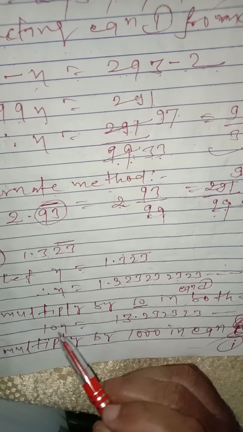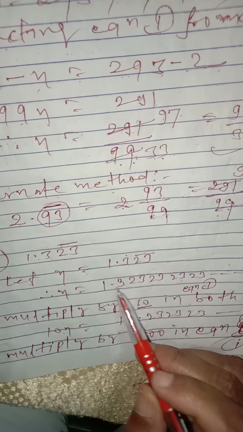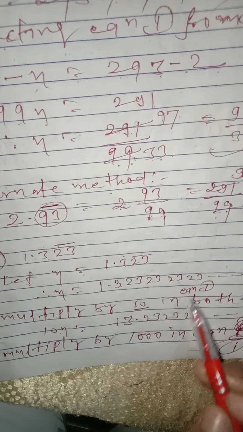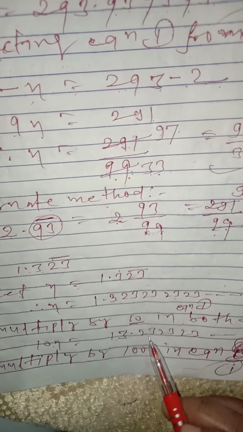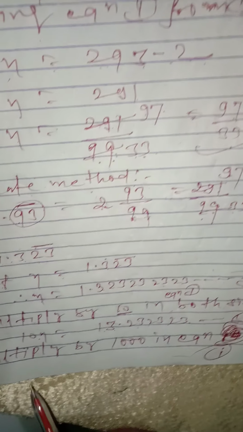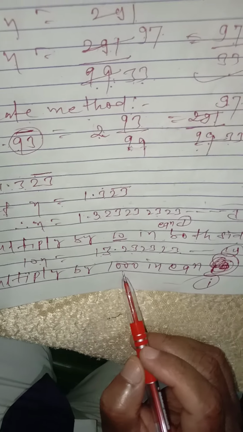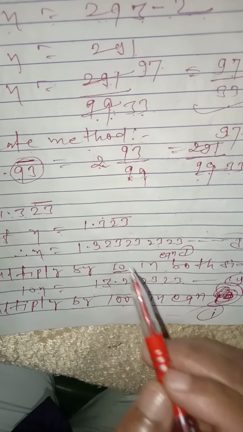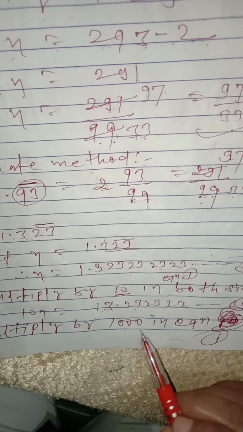So x into 10, 10x equals 13.232323... This is equation 2. Now multiply by 1000, because after the decimal there are 3 digits. Equation 1: 1000x equals 1323.2323 infinite times. This is equation 3.